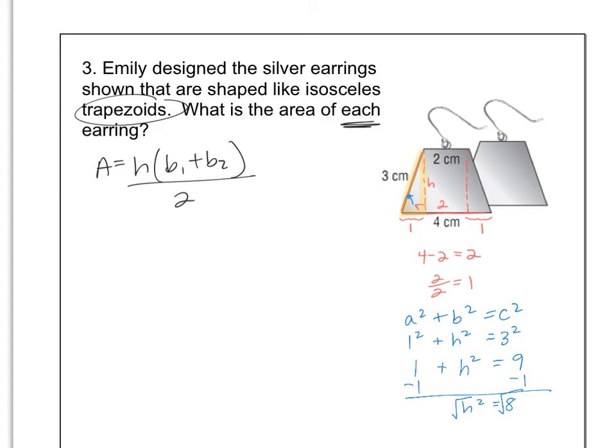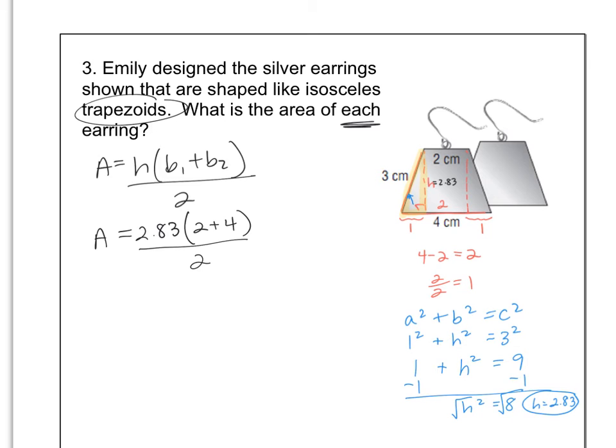But the square root of 8 is not a nice number. The square root of 8 is about 2.83. So there's the height. Let's see if we have enough information to find the area. Area equals height. Ooh, we just found that. That was 2.83. So that's going to go in for the h. Base 1, the top is 2. The bottom all the way across is 4. So 2 plus 4 goes in parentheses and then divide by 2.